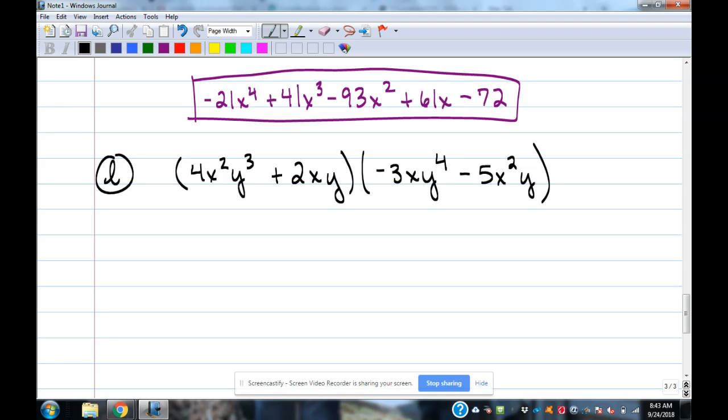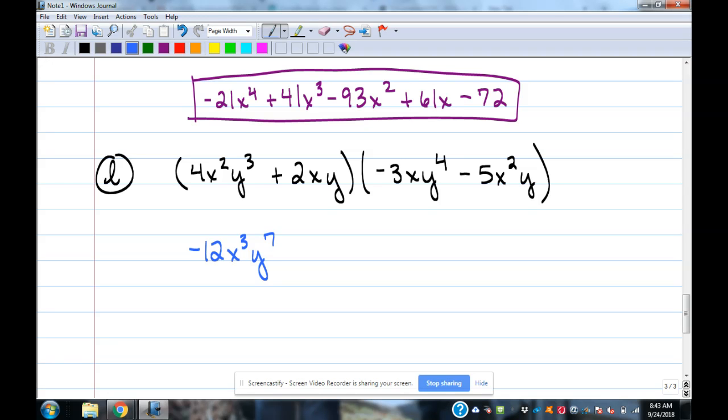But it's distributive property, right? That's all it is. That's all we're doing when we multiply, is distribute. 4x squared y cubed times both of those. 4 times negative 3, negative 12. X squared times x, x cubed, y cubed times y to the fourth, y to the seventh. All right. 4 plus 3.